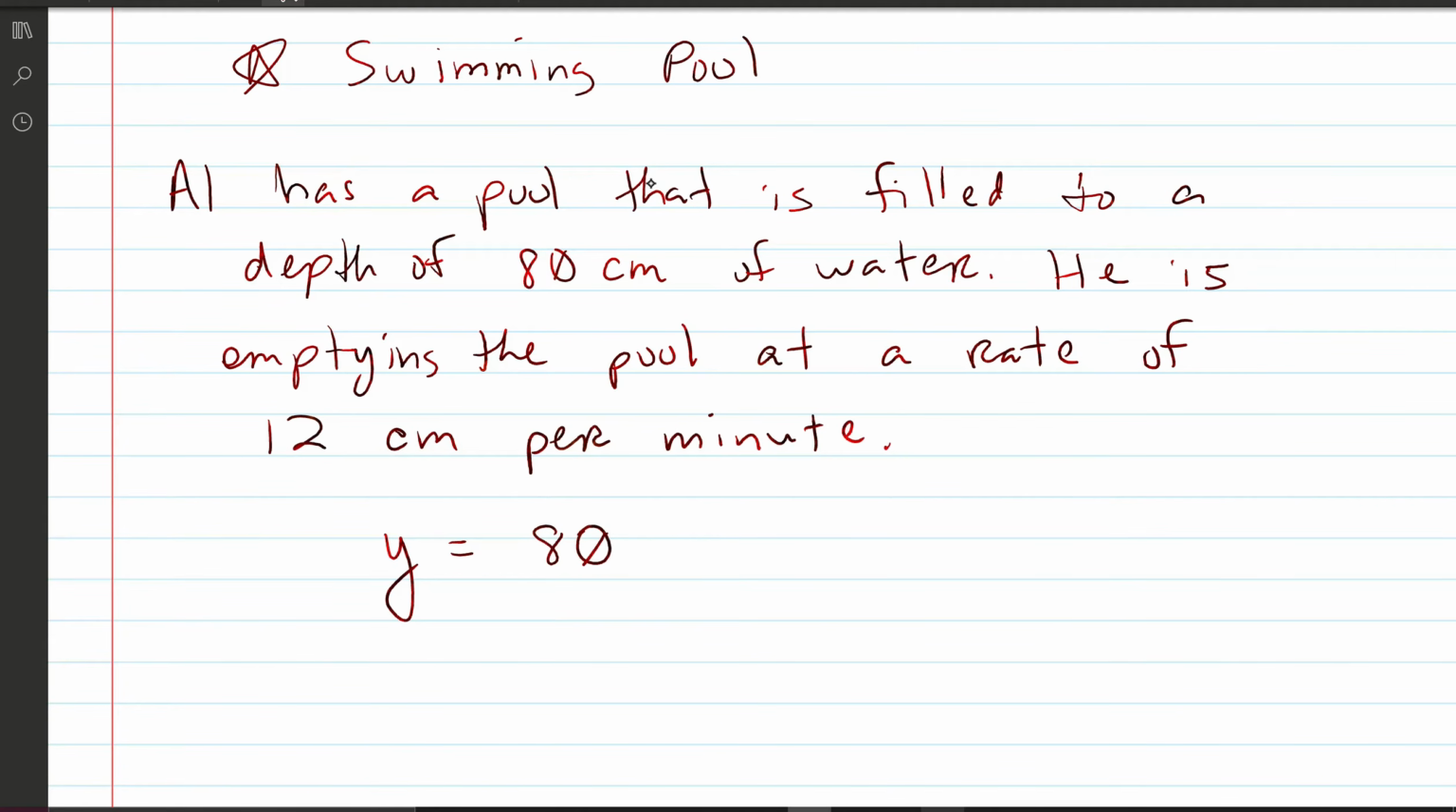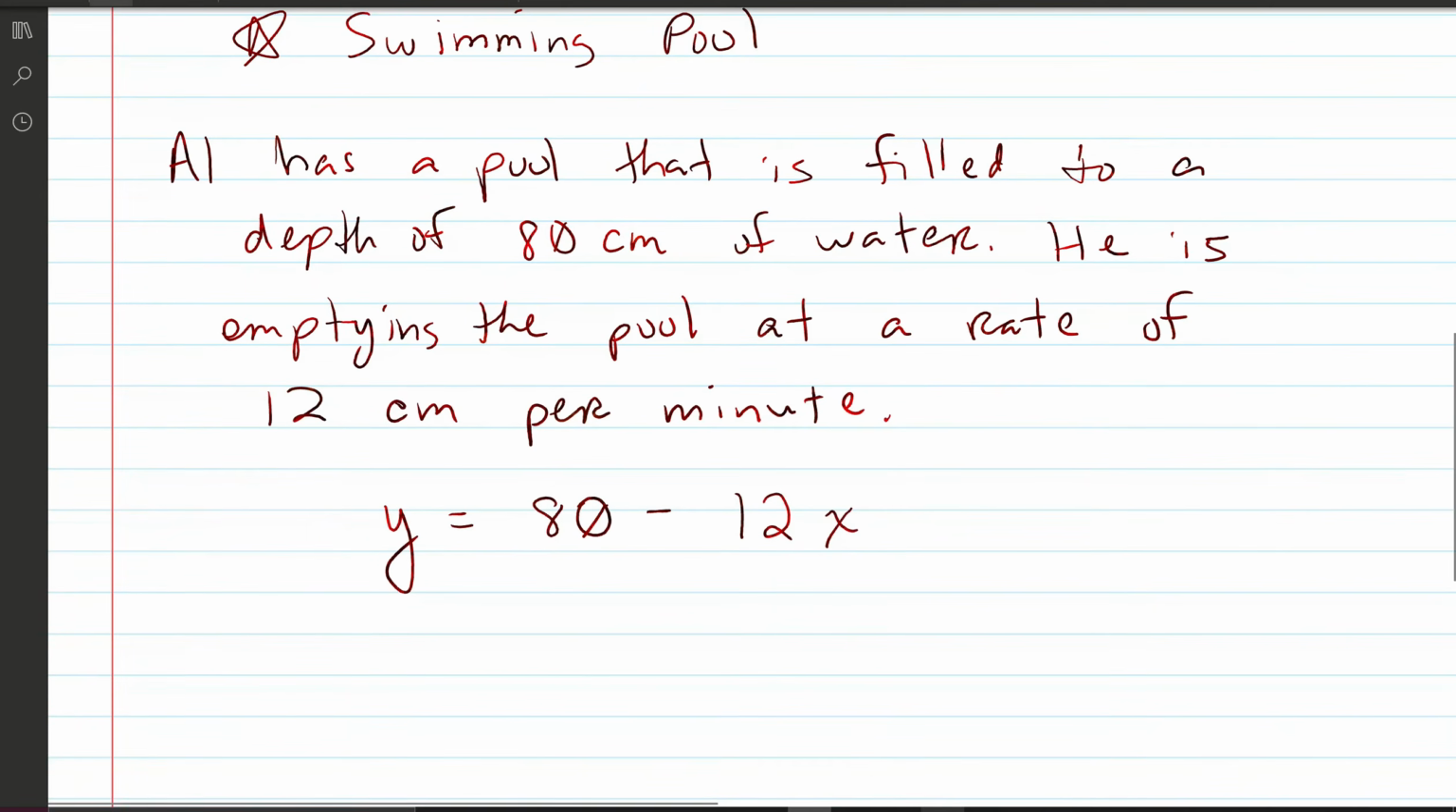But we're emptying the pool, or Al is emptying the pool. So it must be subtraction, right? If he were adding water, then we would say addition. But he's emptying water, taking water away, taking water out. So it's subtraction. But then he's emptying at a rate of 12 centimeters per minute. So 12, and I had mentioned that the x can be the time in minutes, so 12 centimeters per minute.